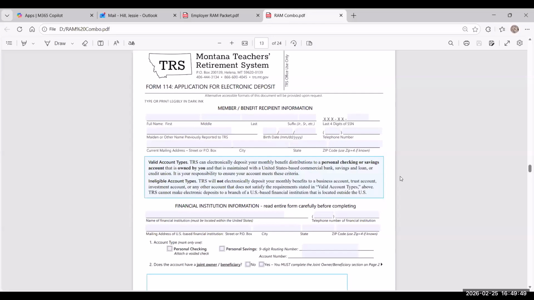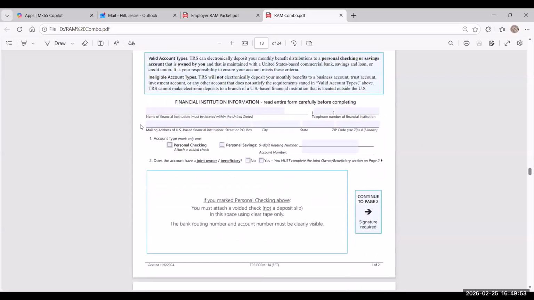It's pretty straightforward what they put in here. Personal information at the top, their financial institution's information in the body right here. They are going to indicate whether it's a checking or savings account. If it is a checking account, we do require that they attach a voided check on the bottom. If it is a savings account, we don't need any kind of deposit slip or anything attached. We simply ask for the routing number and account number.